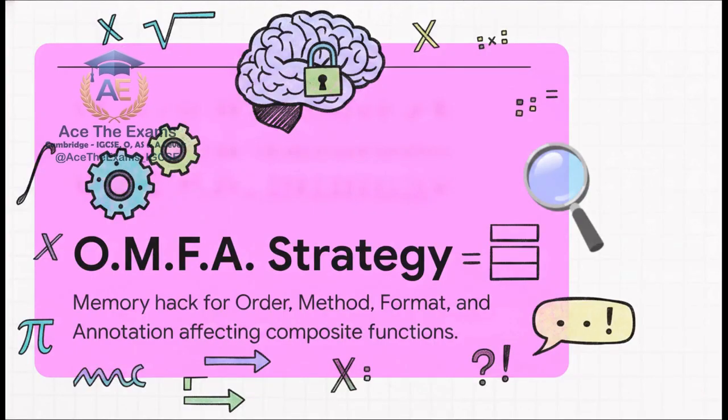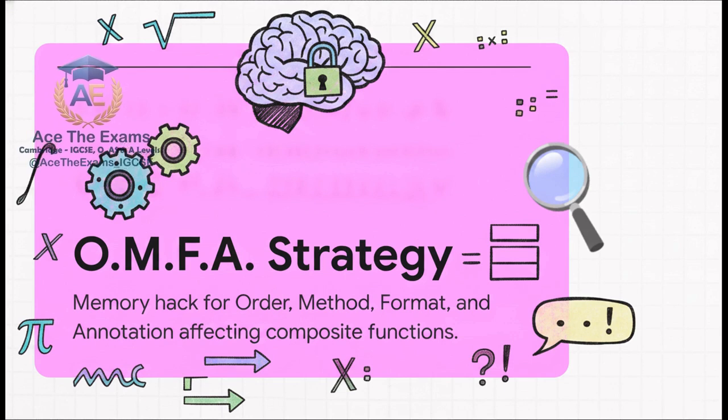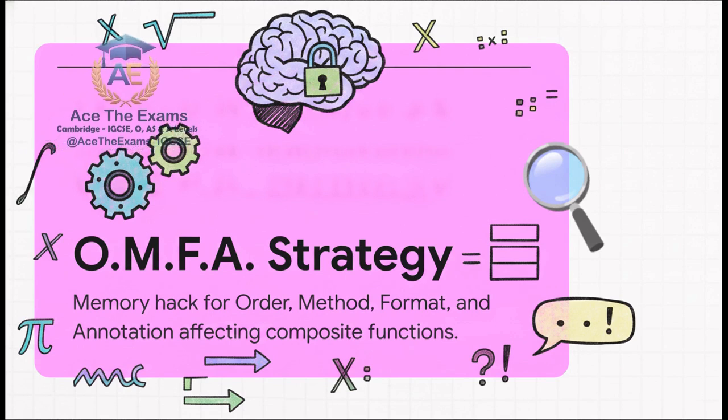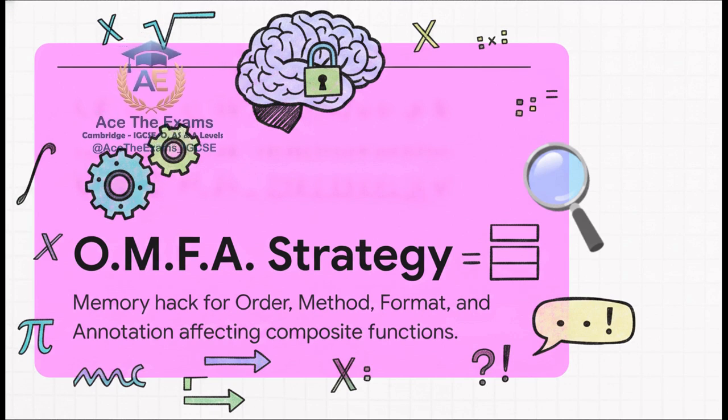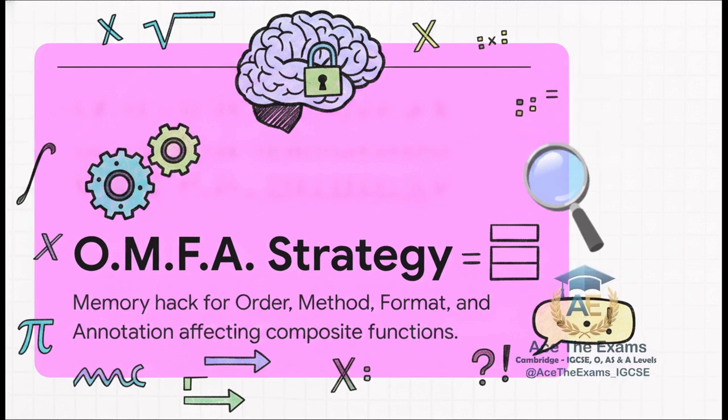To really lock this in your brain, use a memory hack like the acronym OMFA. It's designed to help you instantly recall the strict rules for composite functions the second you turn that exam page. O stands for order, reminding you that FG does not necessarily equal GF. M is for method, always show your step-by-step process. F is format, make sure you're laying out your algebra logically. And A is annotation, meaning you are explicitly communicating what you're doing clearly to the examiner.